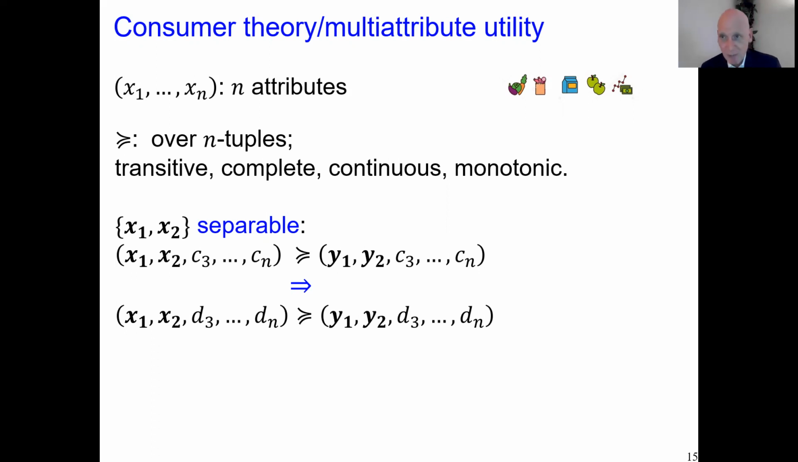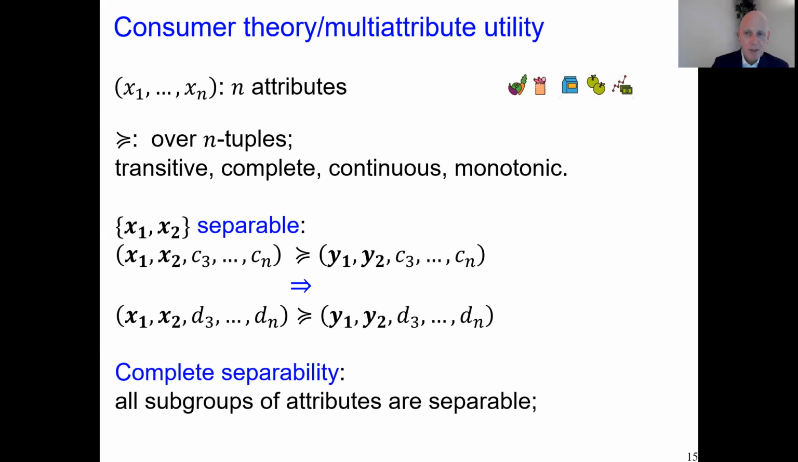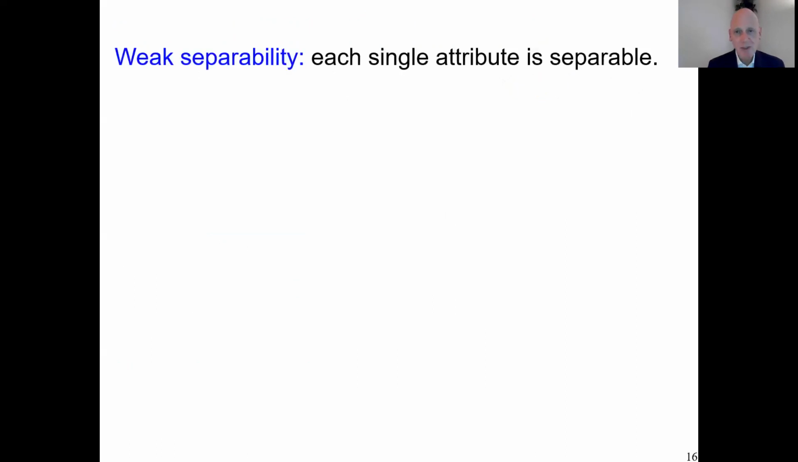You can have, of course, separability not only of attributes 1 and 2, but for every subgroup of attributes you can define separability, meaning the preference over them is independent of the level where you keep the other attributes fixed. Complete separability means that every subgroup of attributes is separable. So then there is no interaction between any groups of attributes going on, a total absence of interaction. Weak separability is a very weak condition. Weak separability says only that every single attribute is separable.